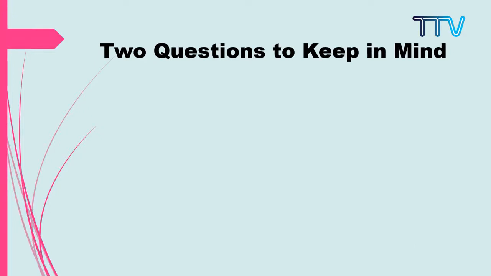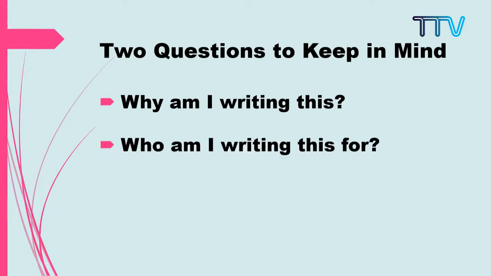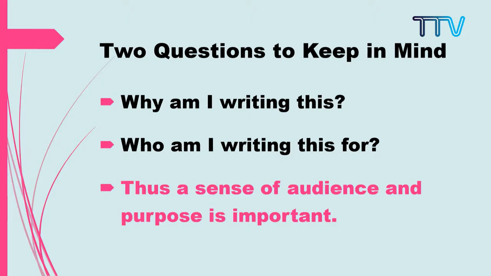And so, what two questions that you need to keep in mind. Okay, why am I writing this? Who am I writing this for? Okay, so these are the two questions that you need to keep in your mind when you are writing. So why are you writing the piece of writing, right? Whatever you are writing, why are you writing? And then for whom you are writing this, means your audience, the readers. Okay, so a sense of audience and purpose is important. Okay. So, I will not go in detail with this, but we will quickly go for the application part.